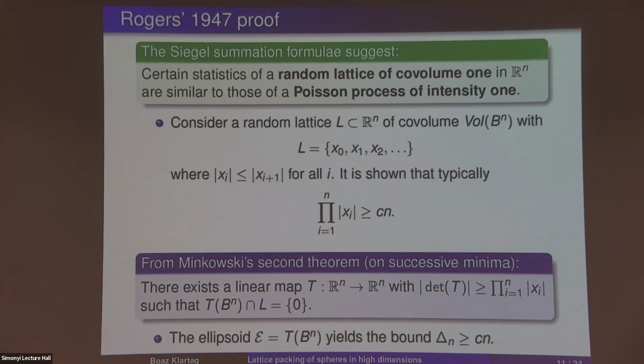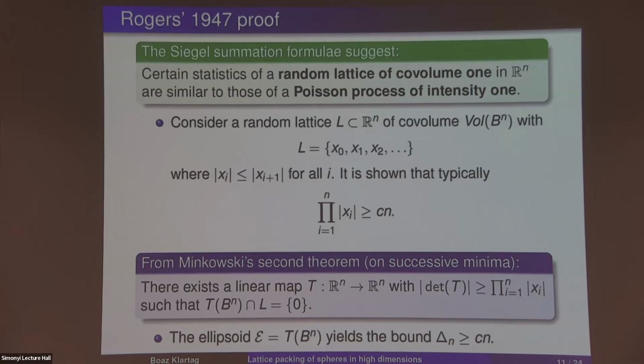Why are you done? Because of Minkowski's second theorem, the one on successive minima. This is a deterministic theorem, something that you could learn in an undergraduate class, which says that for any lattice L, if you look at the n shortest non-zero vectors in this lattice, then you can find a linear map T of determinant that is at least this product, such that the ellipsoid, which is the image of the unit ball under T, does not touch L at all, does not contain any vectors of L except for the origin. And now just take the ellipsoid which is written here.